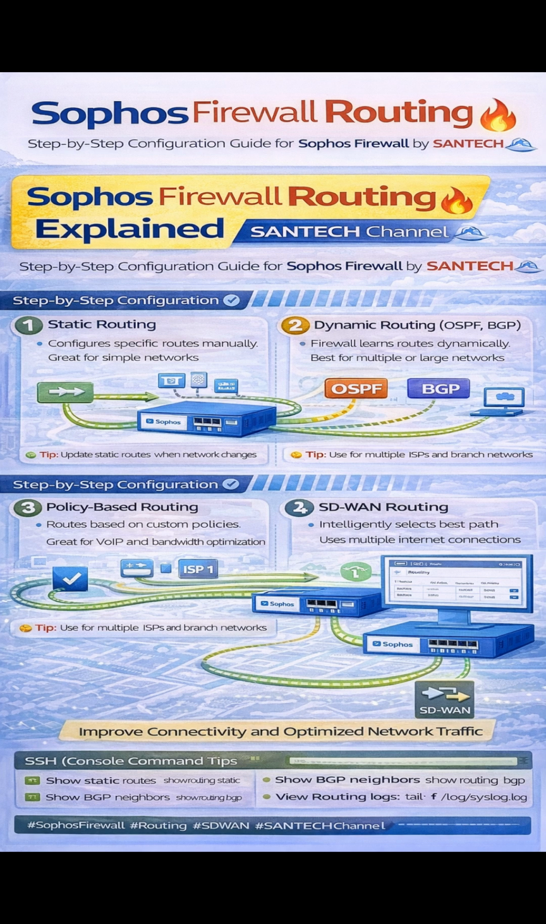To configure routing in Sophos, first log in to the Sophos Web Admin Console. Then go to Routing. From there, you can configure static routes, policy routes, and dynamic routing protocols depending on your network requirement. Proper routing configuration ensures better connectivity, optimized traffic flow, and improved network performance. That's a quick overview of Sophos routing.